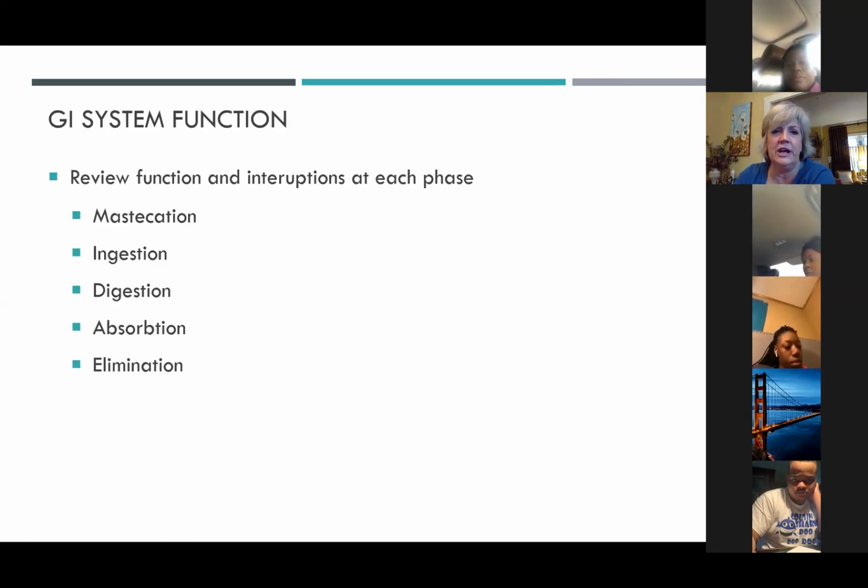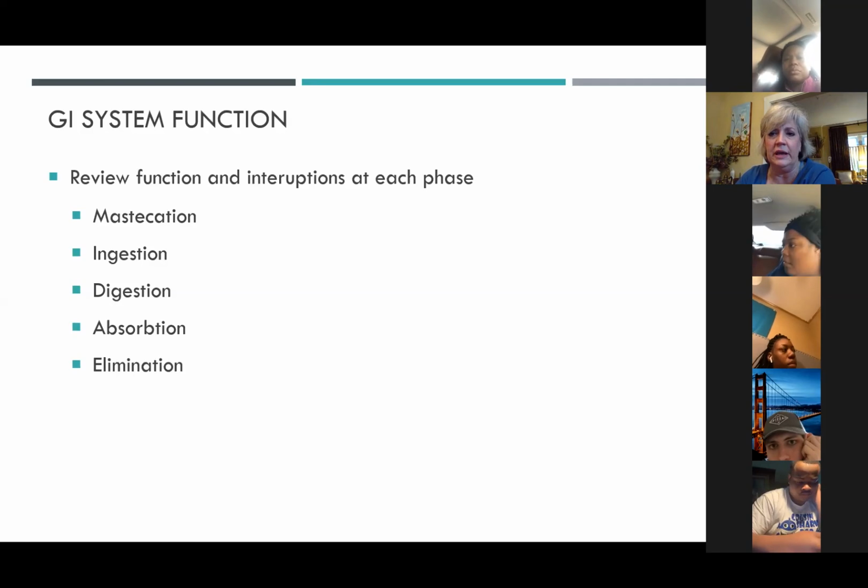GI system function, review the functions and interruptions at each phase. So if a person doesn't have any teeth, then their first phase of mastication is going to be interrupted because they can't chew.